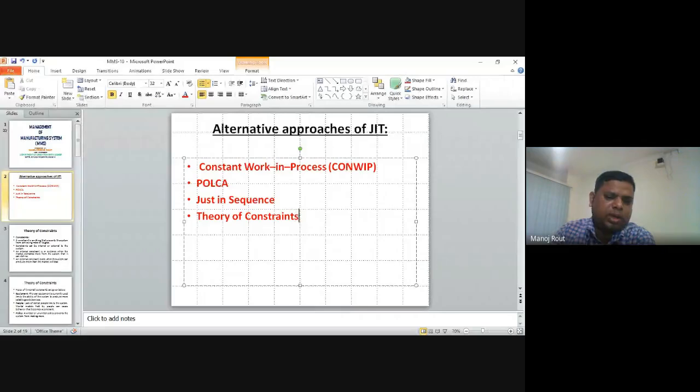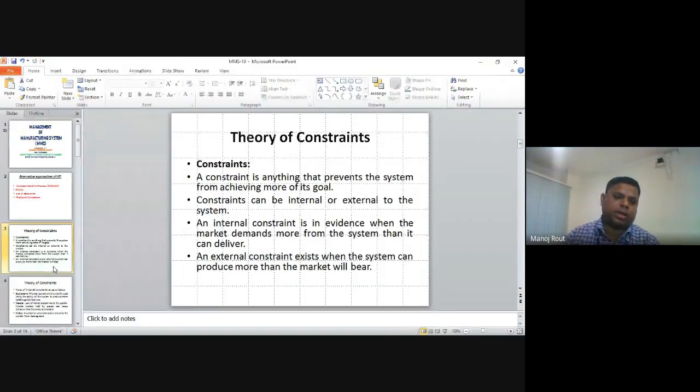Then moving to the next one, the theory of constraints. First we have to understand what a constraint is. A constraint is anything that prevents the system from achieving more of its goal, and it may be internal or external to the system. An internal constraint is evident when market demand is more than the system can deliver. An external constraint exists when the system can produce more than the market will bear. So the constraint is anything that prevents the system from achieving more of its goals.